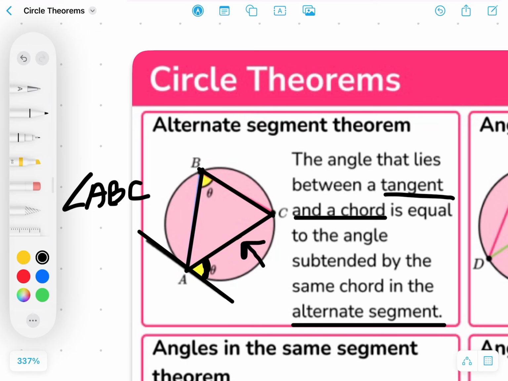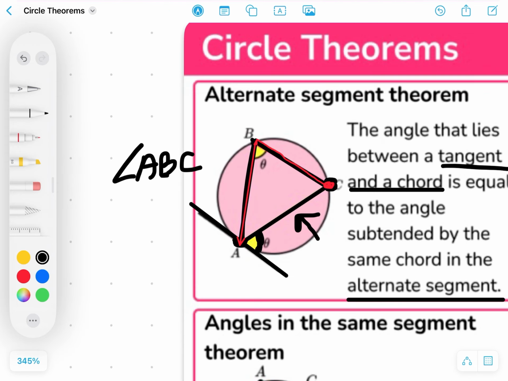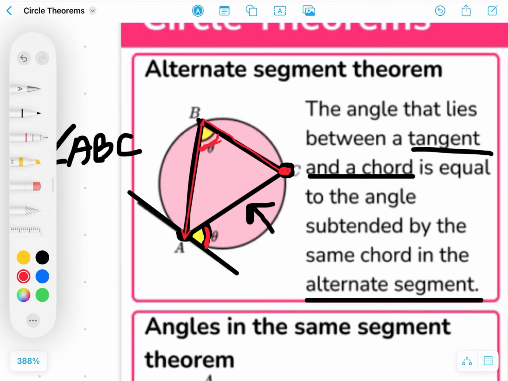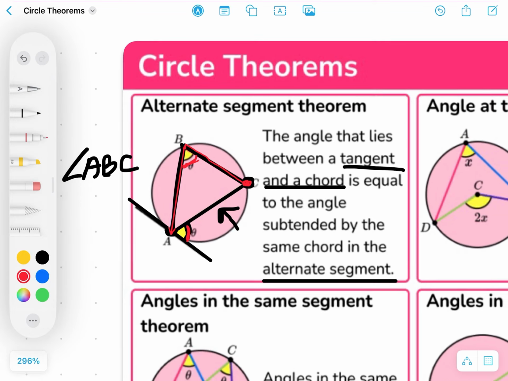The angle ABC is subtended by the chord AC. It's the defining point of the angle, since these 2 points from the chord come off to point B. These 2 points from the chord meet at B, which is at the circle. So that's why it's subtended by the chord. So therefore, what it's saying is that this angle right here, ABC, is equal to this angle here, that lies between a tangent and the chord.